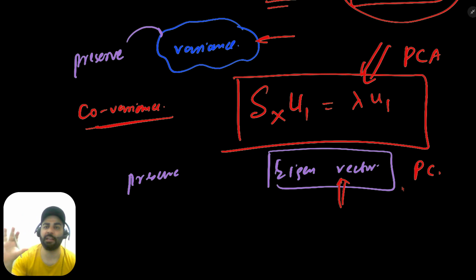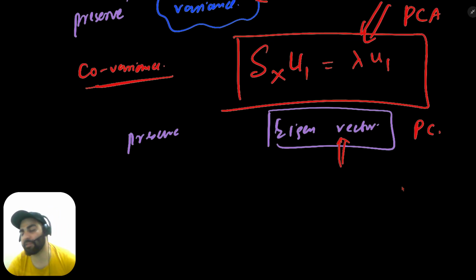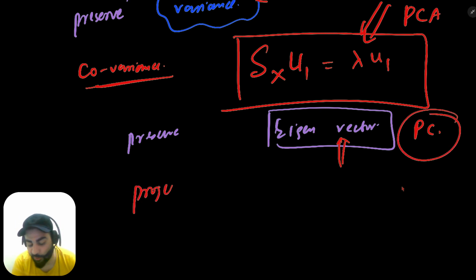That's why we say that we can preserve this information. We can preserve the maximum information by preserving the variance, and we'll choose these principal components, and we'll project our data on principal components.